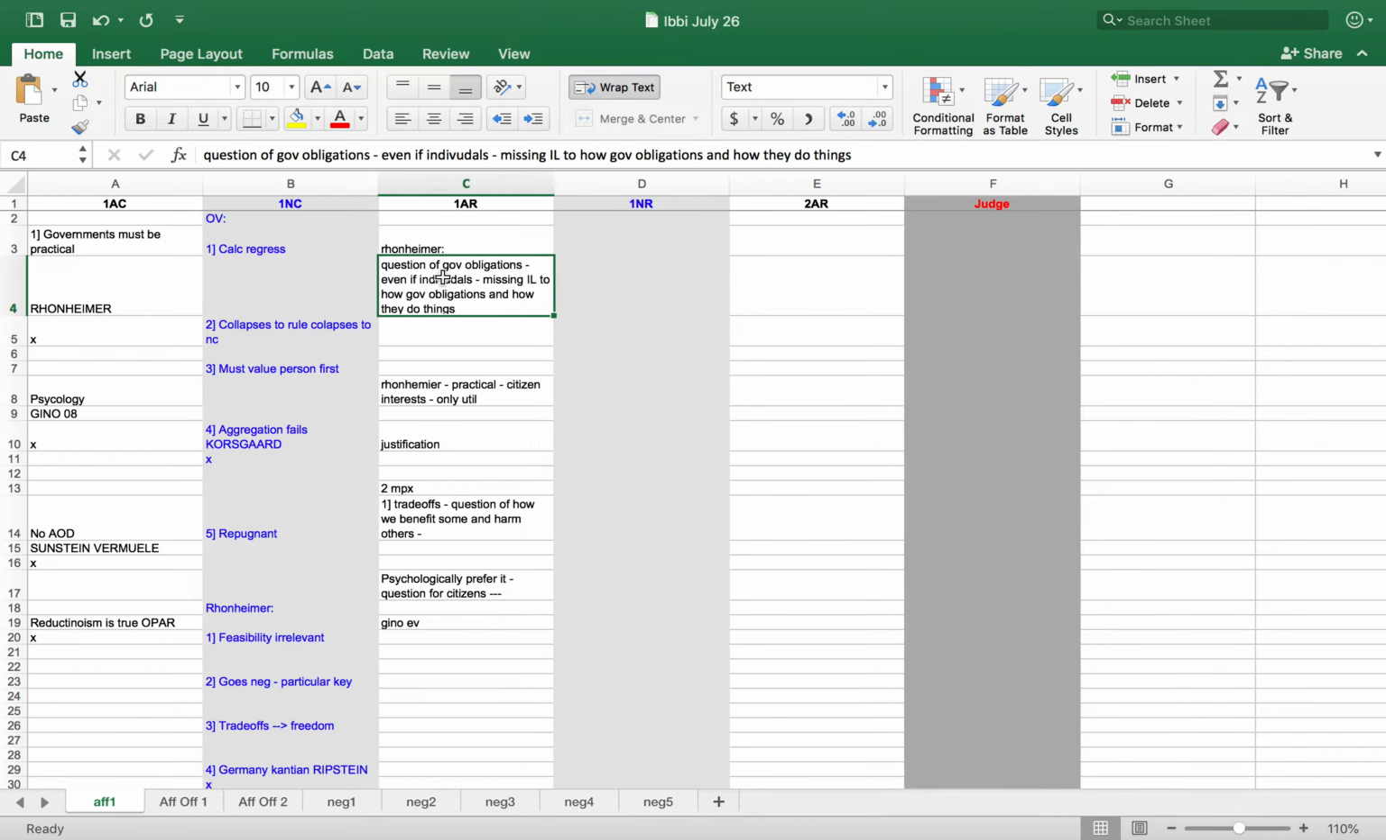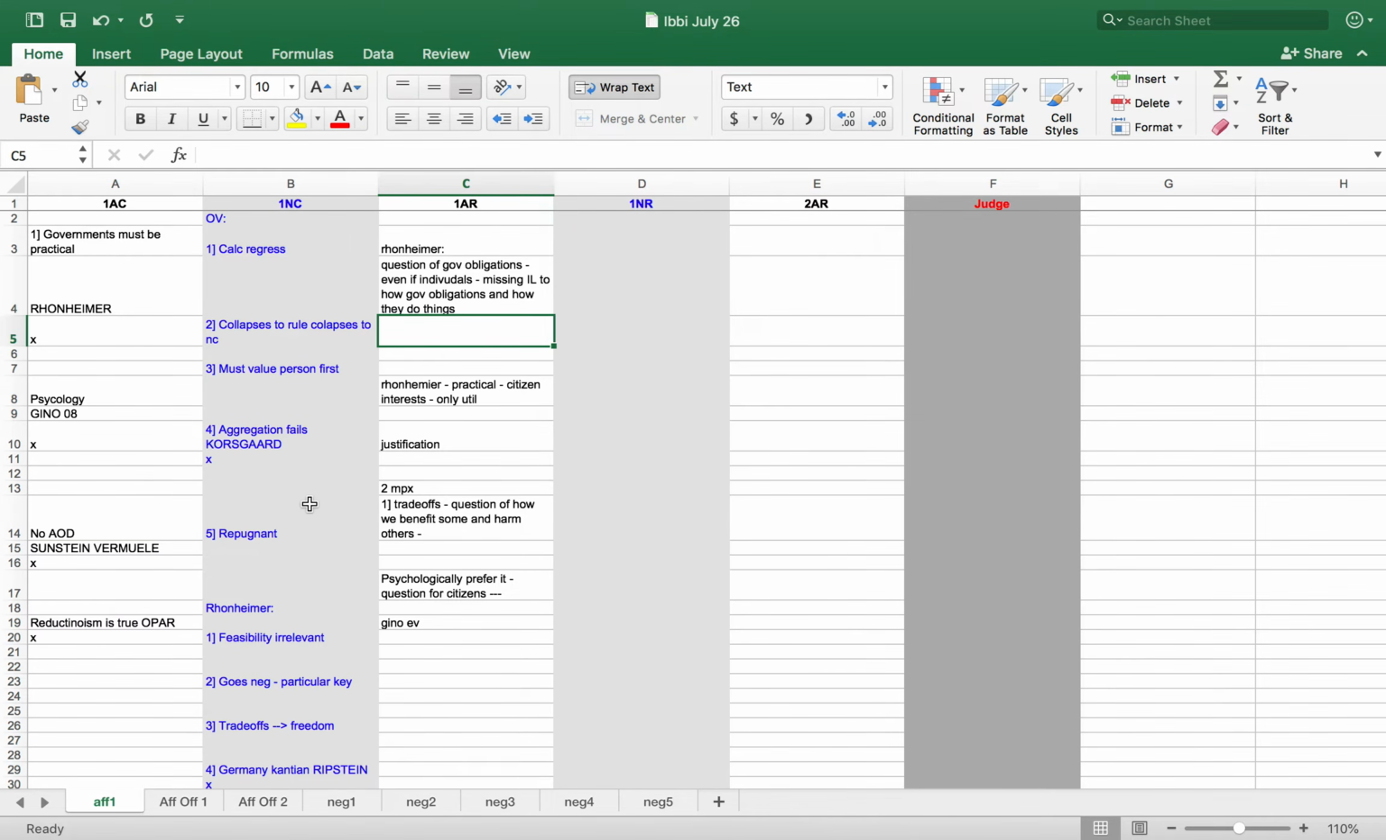Now we'll talk a little bit about the line by line here. I think Ronheimer was pretty good. I would explain why it's practical and represents citizens' interests. You should have a component of it that talks about how states would lose kind of public justifiability if they were to follow certain inviolable side constraints. So, like, governments inevitably have to weigh trade-offs because they have to help the majority of people. So I would warrant that a little bit better.